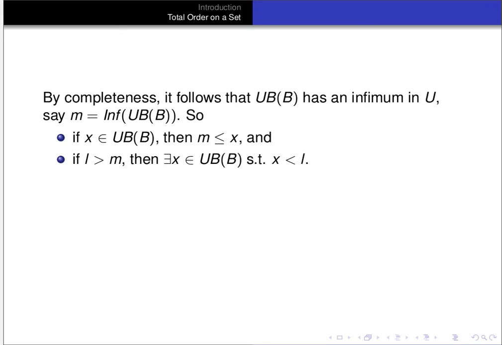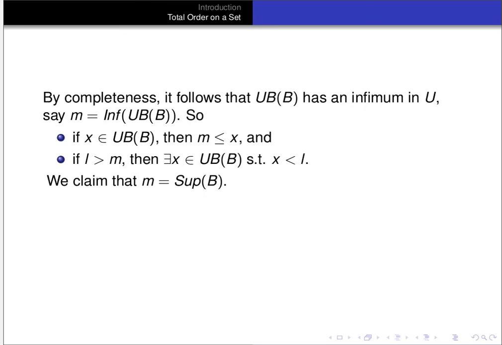Okay? Let's call it M. So M is the infimum of the set of upper bounds of B. Well, what does that mean? That means that M is a lower bound of the set of upper bounds of B. So if X is an upper bound of B, then M is less than or equal to X. It also means that it is the greatest lower bound. Okay, so if anything's larger, it's not a lower bound. In other words, if L is bigger than M, then there's an upper bound of B, X, so that X is less than L.